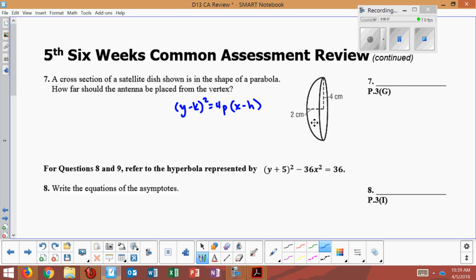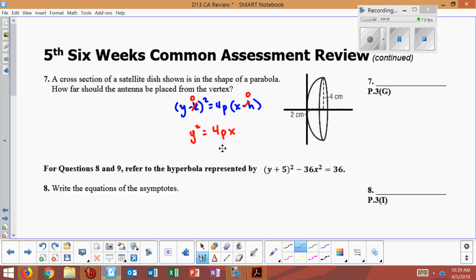That's my equation. Now, as I look over here, I don't have a center point or a vertex. I don't have it listed. So since it's not listed on a coordinate plane or anything, I'm just going to put it right at the origin. What does that do for me? Well, it means these values are 0 and 0. So my equation immediately simplifies to be y squared equals 4px.